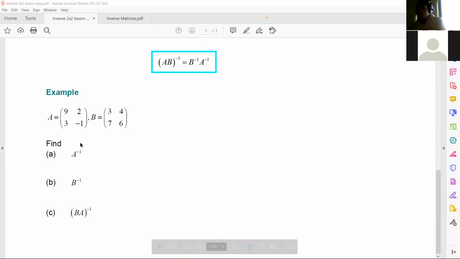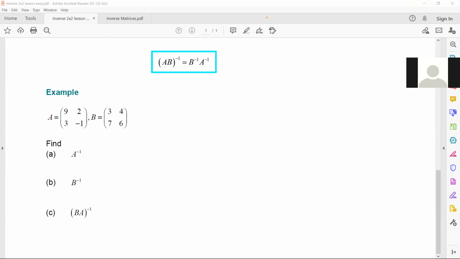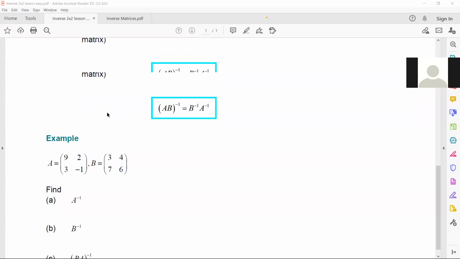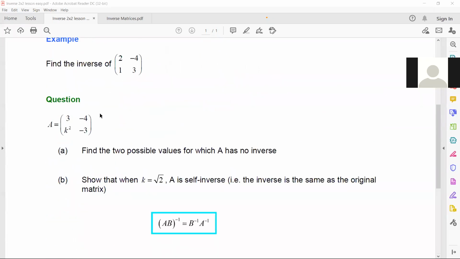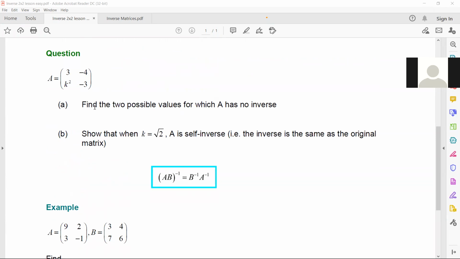I have to ask if there's any problems, because the next topic that we want to cover today is solving simultaneous equations using matrices. We are applying every single bit of what we have learned from the beginning, so that we can at least solve simultaneous equations.